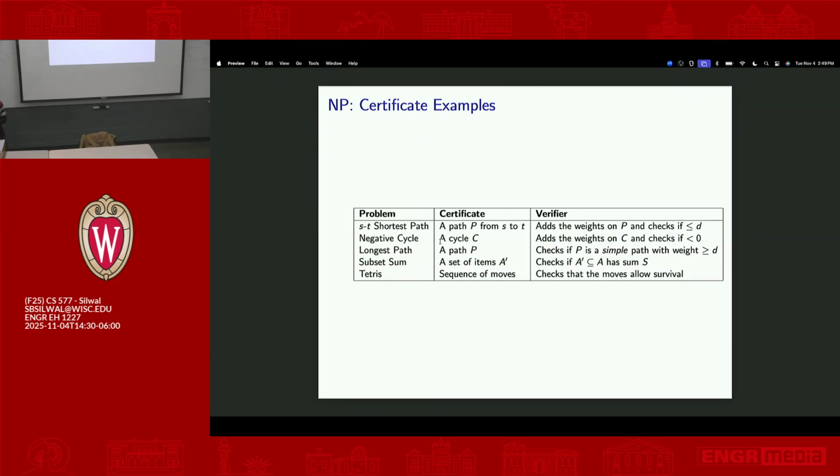All right. Does this make sense? Like I said, P is a set of problems that are easy to solve, and NP is a set of problems that are easy to verify. Okay.